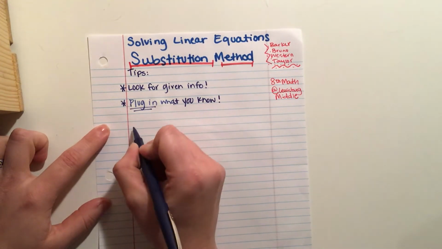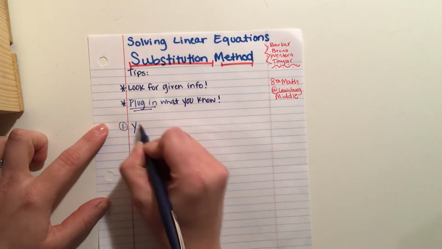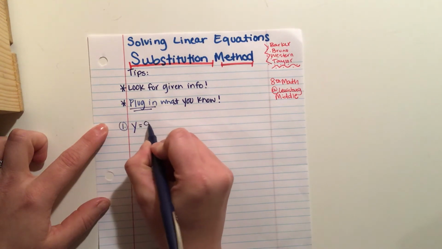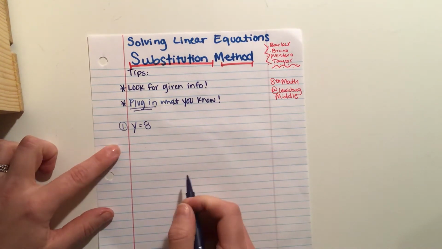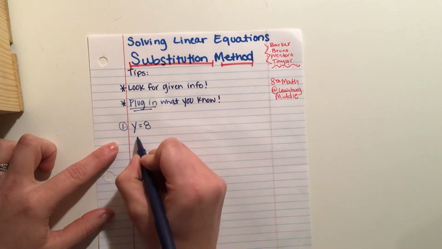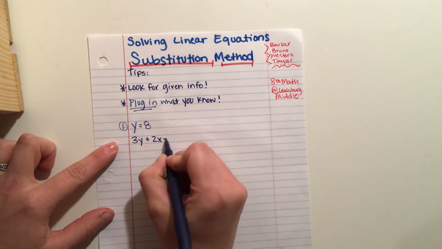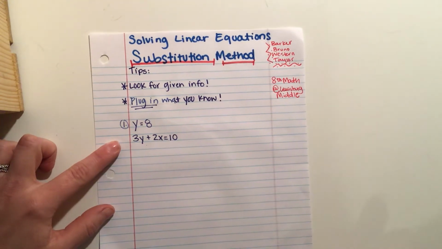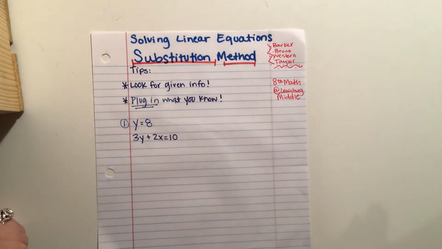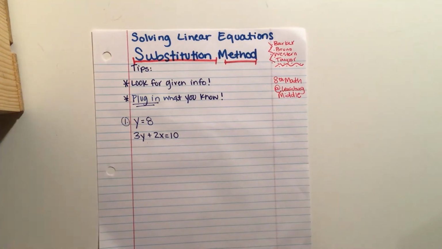So number 1: y equals 8 is our first equation, and our second equation is going to be 3y plus 2x equals 10. Okay, so look for given information. What is something that you automatically know in these two equations? I know that y equals 8.